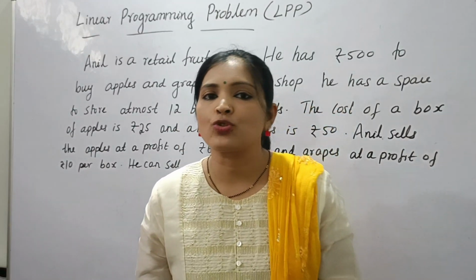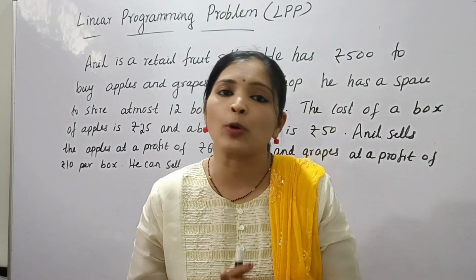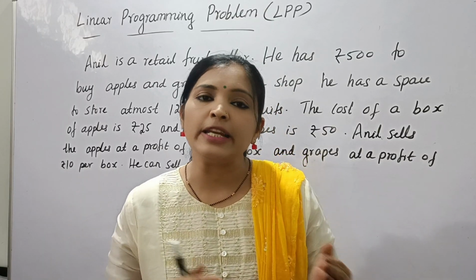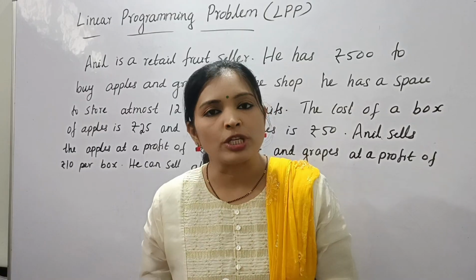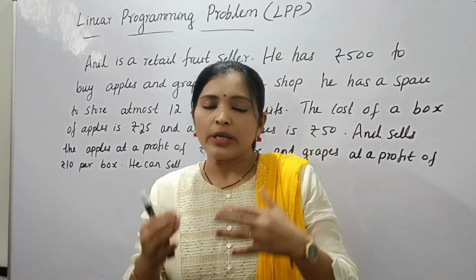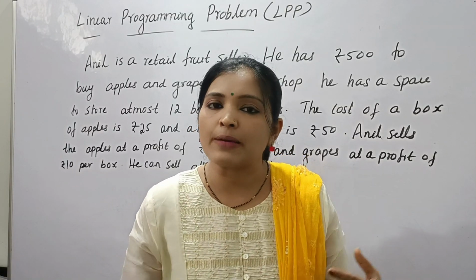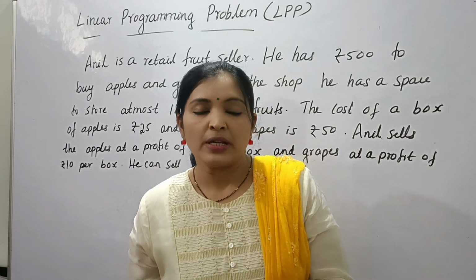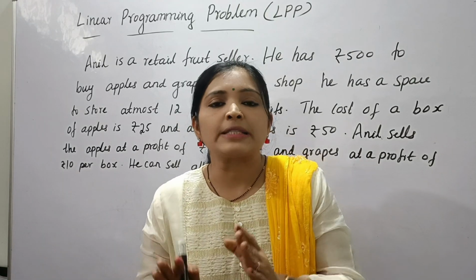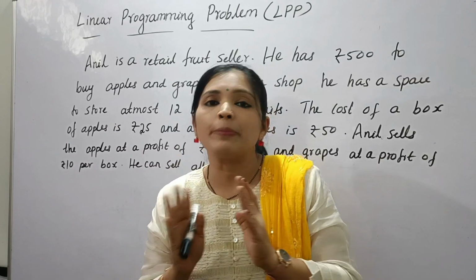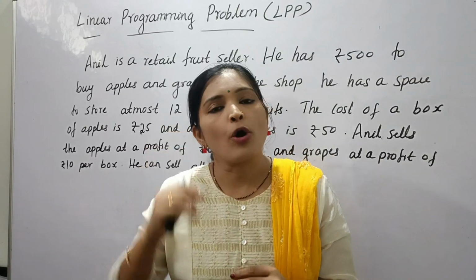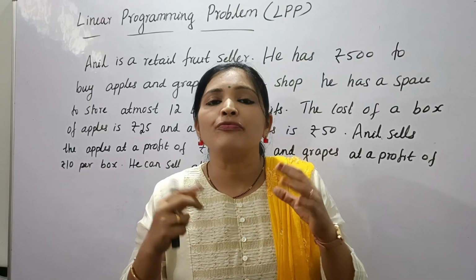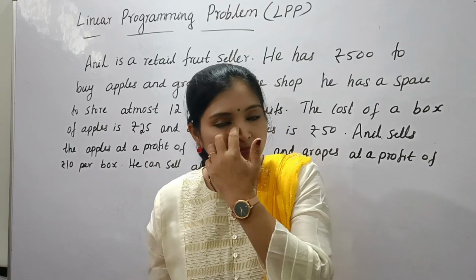Today's video is of class 12 mathematics chapter 12, linear programming problem or LPP. In class 11th we studied linear inequalities and finding the solutions by graphical method. So in this chapter we will apply these systems of linear inequalities and find the solutions by graphical method. But linear programming problem is a method to find the optimal solution. Optimal means maximum or minimum. That is, here we will find maximum and minimum values of the linear function.